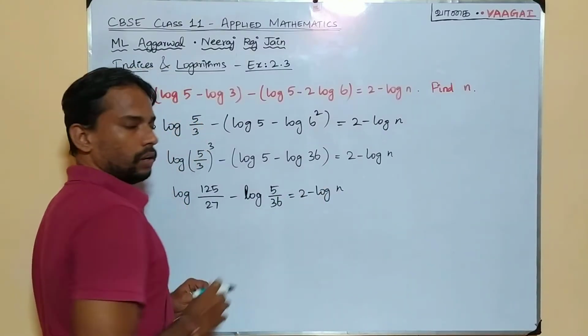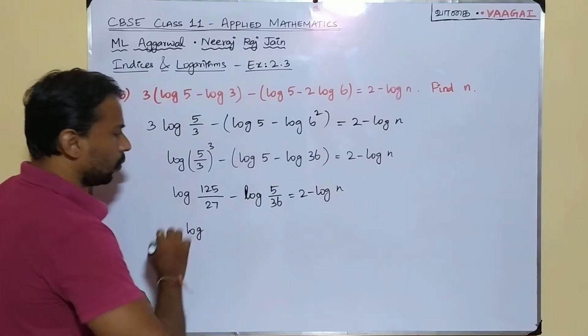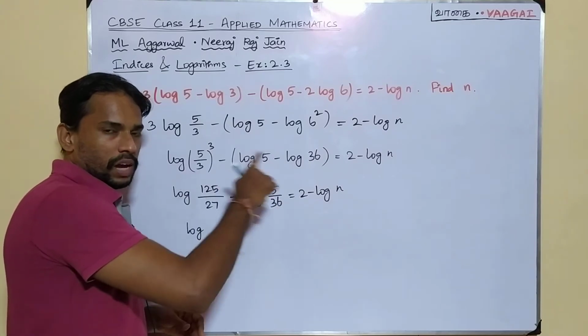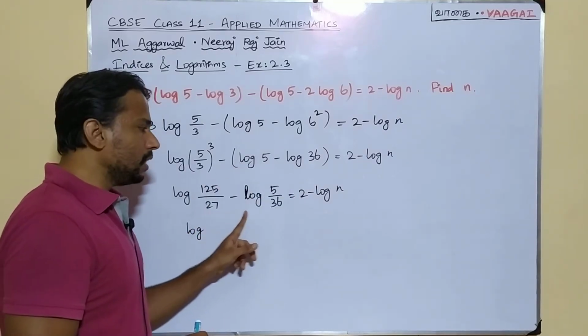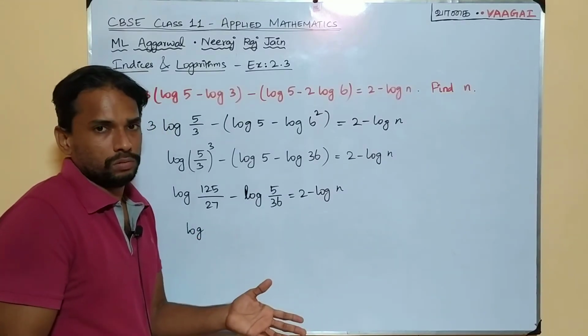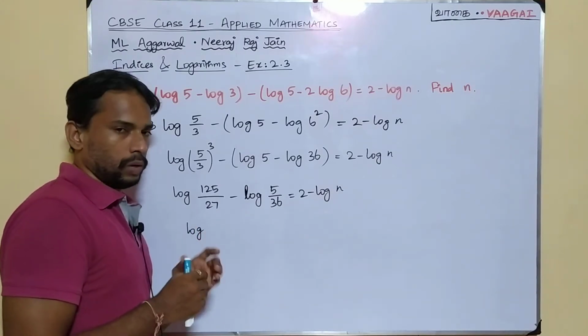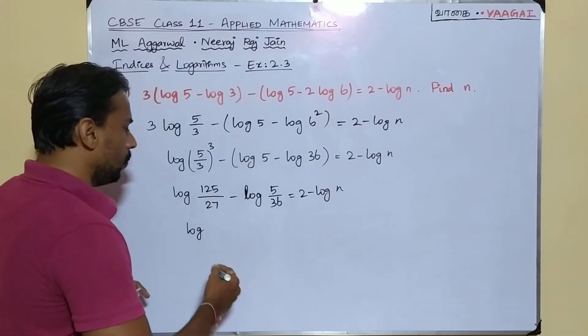So far it is going well? Yes. Continue now. Now again, if you see, here we have our expression in the left hand side in the form log of some A minus log of some B. That means again we can use quotient rule, correct? That is log of this value minus log of this value. So I can again use quotient rule. So how can we use it?